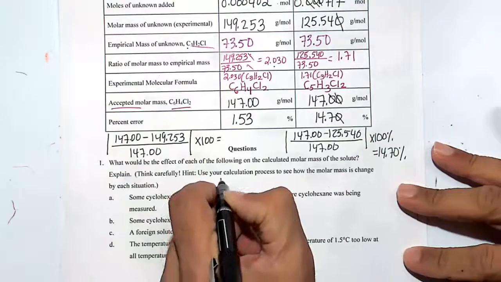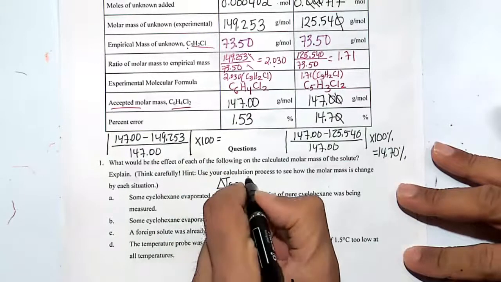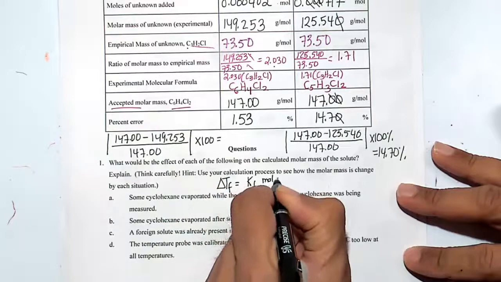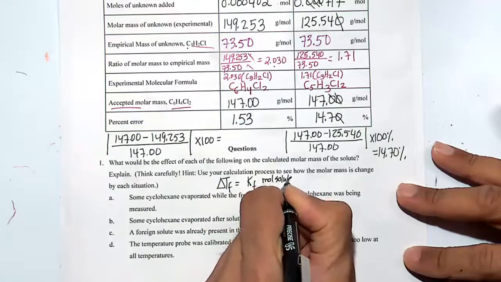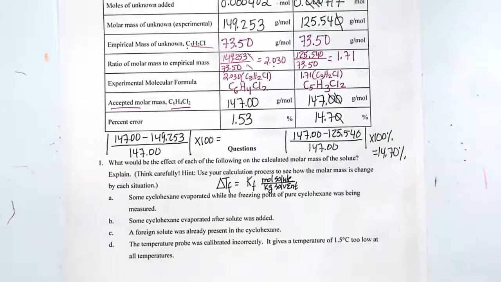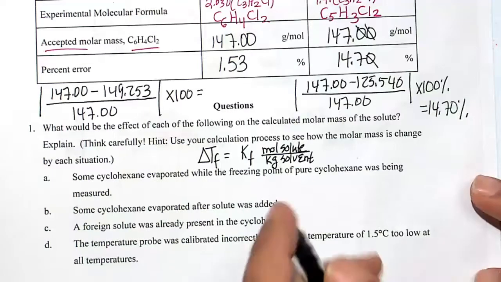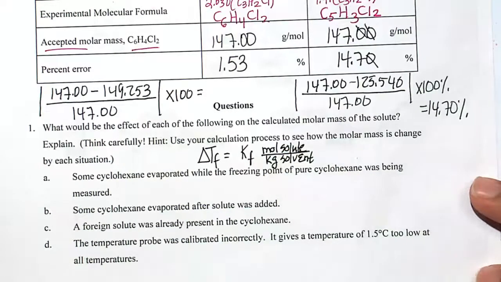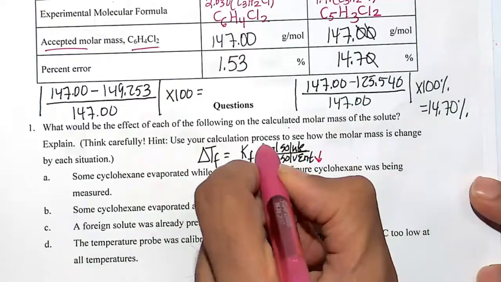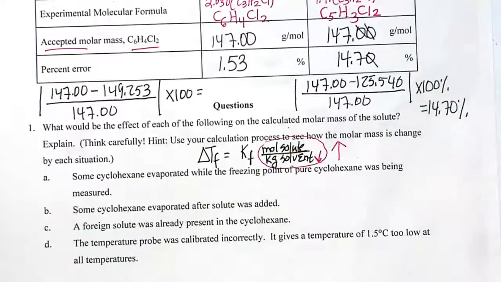So again, let's look at our formula here. Change in our freezing point is going to be that constant times lowercase m, molality, which is moles of solute over kilogram of solvent. So let's say theoretically that some of the cyclohexane evaporates. So some of the cyclohexane evaporates. This denominator actually goes down. The whole fraction actually goes up. All right, so that whole fraction goes up.